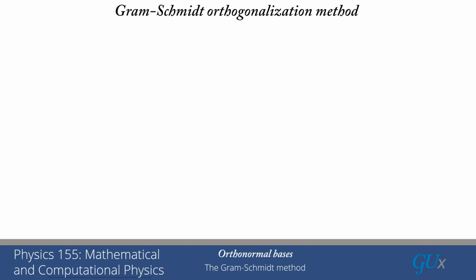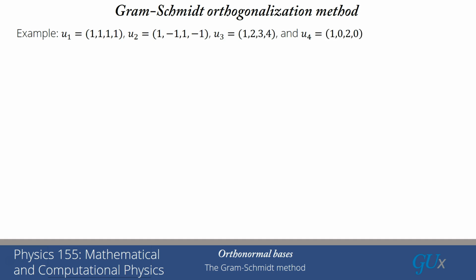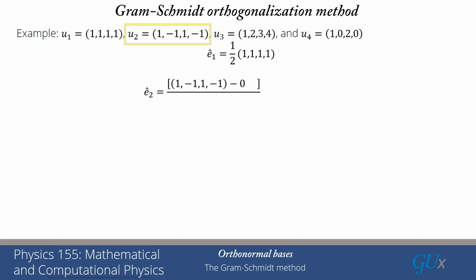All right, let's see an example of how this works. We're going to go back to our old set that we were working with before, U1, U2, U3, and U4. So the procedure is we take U1 and divide it by the norm of U1. Well, the norm of U1 is 2, and so it's 1 over 2 times the vector U1. For E2, I start with U2 and I subtract the projection of U2 onto E1, but U2 dot E1 is equal to 0. So I just take the vector U2 and normalize it, and that's given for you there.